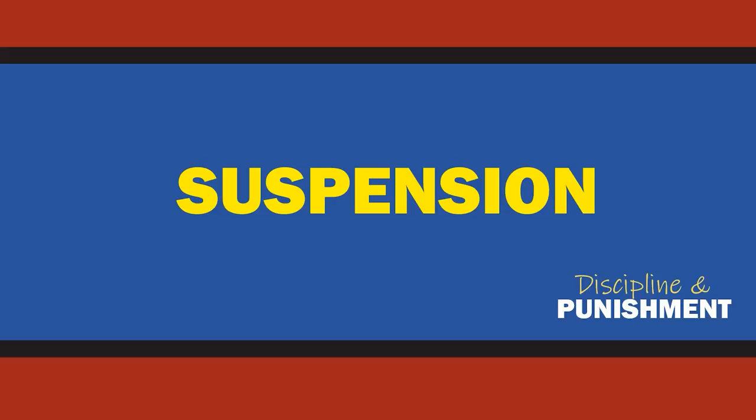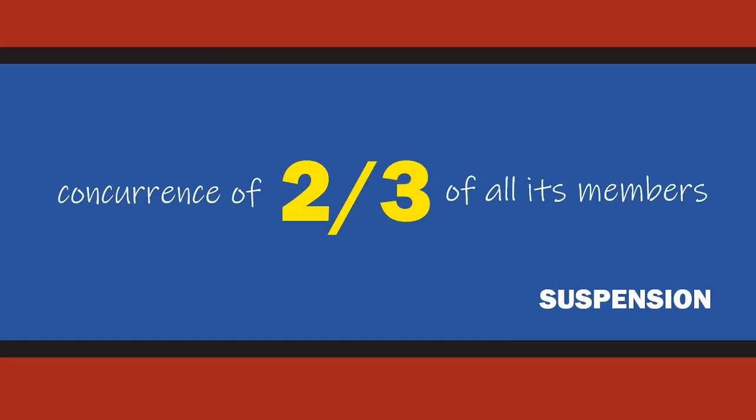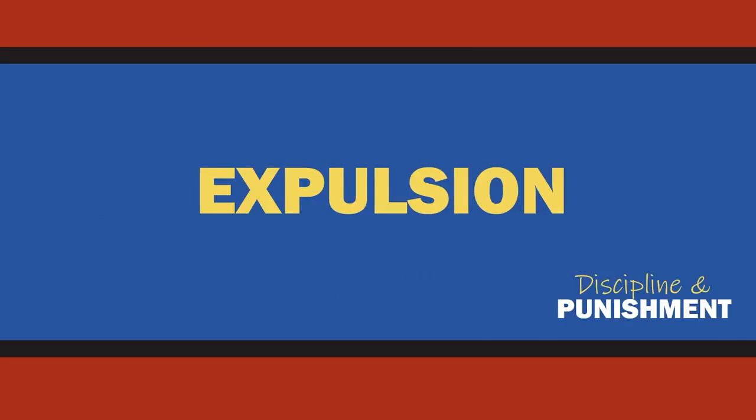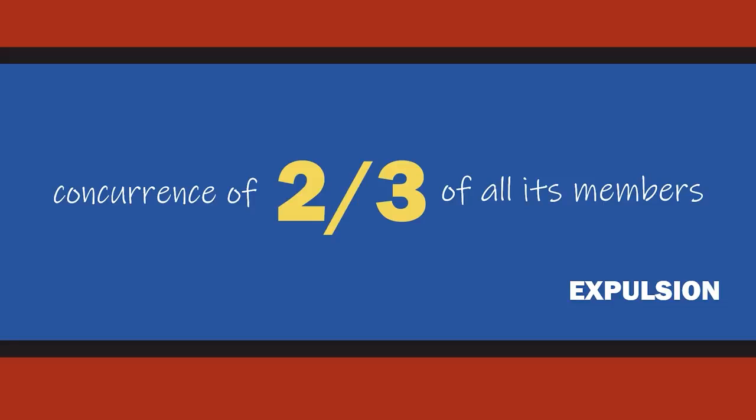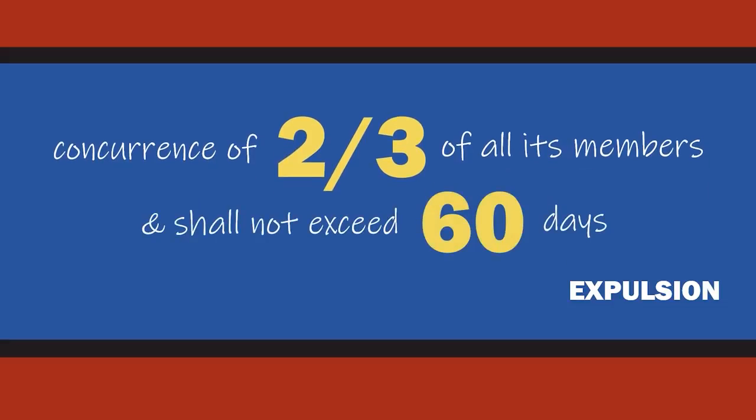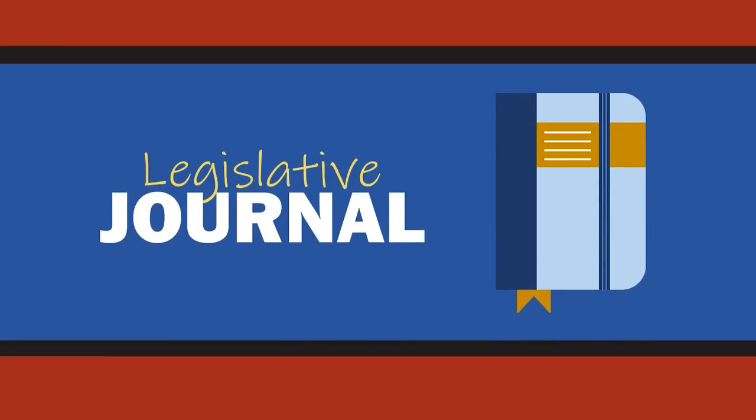The Congress can suspend a member with the concurrence of 2/3 of all of its members. Second is what we call expulsion. The Congress can expel a member with the concurrence of 2/3 of all of its members and shall not exceed 60 days. Now let's talk about the Legislative Journal.